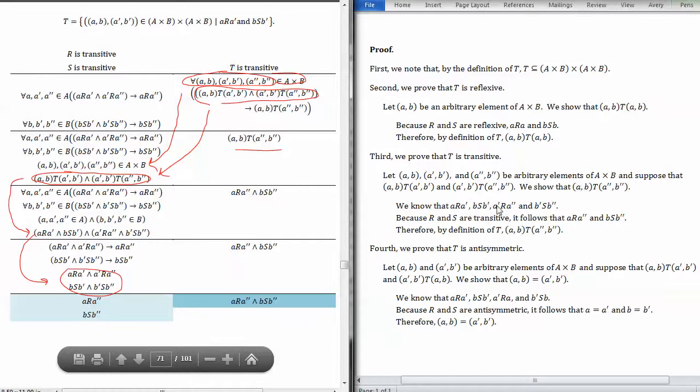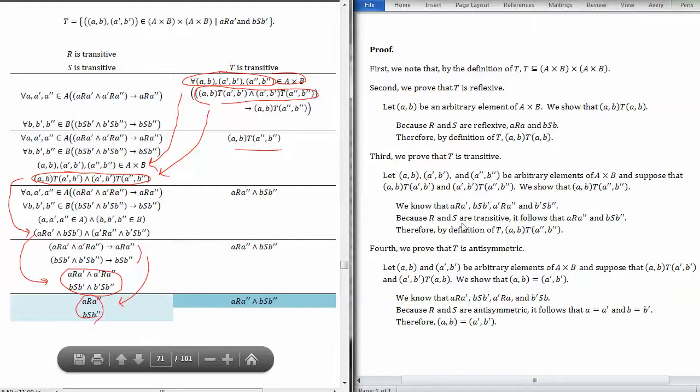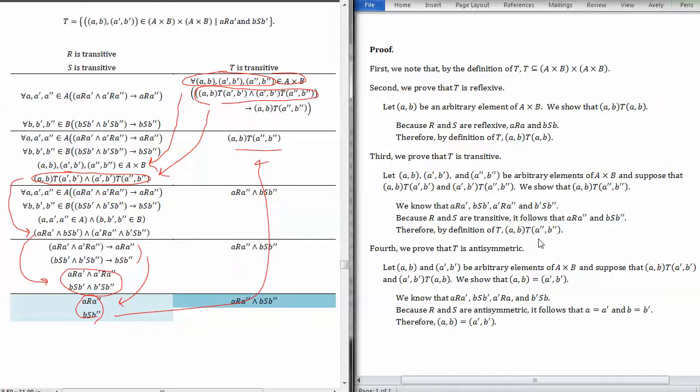And okay, so I've just listed all 4 of those statements here. And well, because R and S are transitive, that's what gave us these universal statements, which eventually lost their quantifiers, right? And then via modus ponens gave us this stuff. So because R and S are transitive, and because of what we just wrote in the previous line of our proof, we can combine the R statements to get aRa double prime, and similarly for the S statements, bSb double prime. And those gave us what we wanted for (a, b) to be related to (a double prime, b double prime) by T.